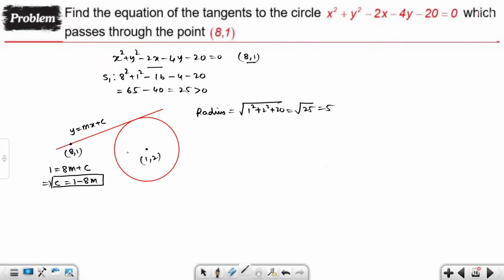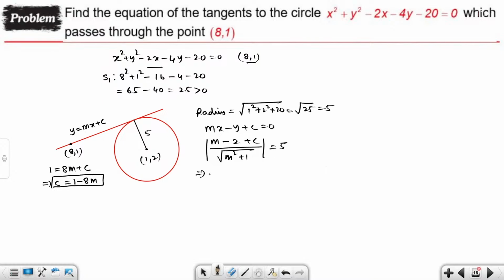Okay? So let me just draw a perpendicular from the center on the tangent, which is nothing but your radius, which is equal to 5. But what is the perpendicular distance? The equation of the tangent, we have assumed this one. So the distance of the line from the center on this line will be (m minus 2 plus c) divided by root over of m square plus 1. Okay, so this is the perpendicular length, and which is nothing but your radius 5.